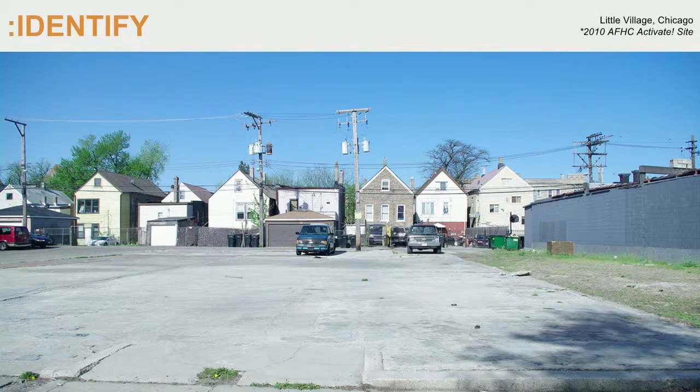So in 2010, Architecture for Humanity Chicago launched the Activate competition, and the first step to that competition was identifying the site. Chicago has a public urban space problem in that there's a lot of it and it's underutilized, be it vacant lots or underutilized public lots.